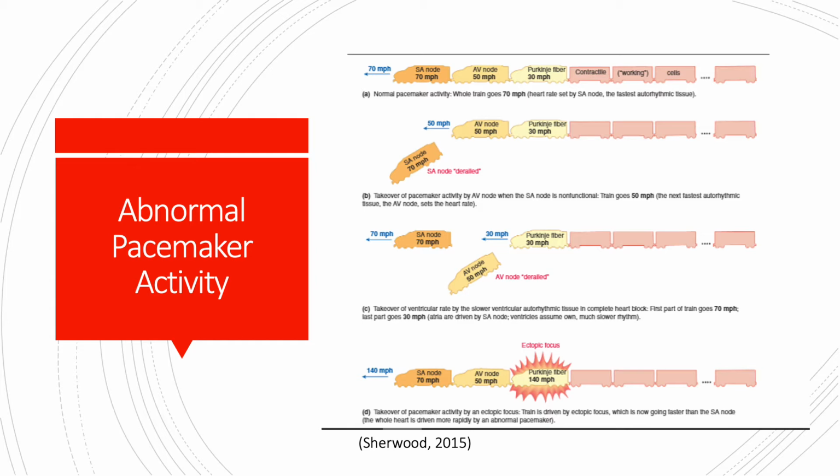So this just gives a great example of using trains and the cars in the trains as to how the rest of that train would carry on. So the same with the heart, depending on if it has that complete connection or if pieces of it are no longer functional.